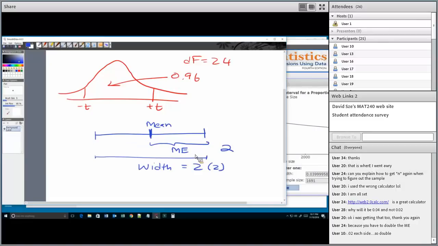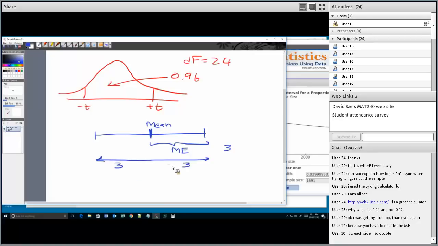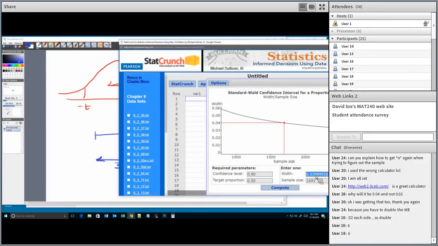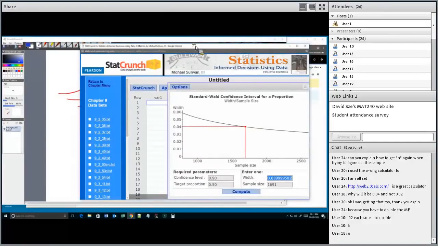Now say that your margin of error is 3. What that means is it's 3 in this direction, 3 in this direction. So total width is 6. 3 plus 3, 6, right? So all you have to do, just like Vince said, is double the margin of error. Whatever margin of error is given to you, just multiply it by 2, and that's your width. And the reason why we do that is because the calculator wants the width. It does not want the margin of error. It wants the width. So that's why you multiply it by 2.